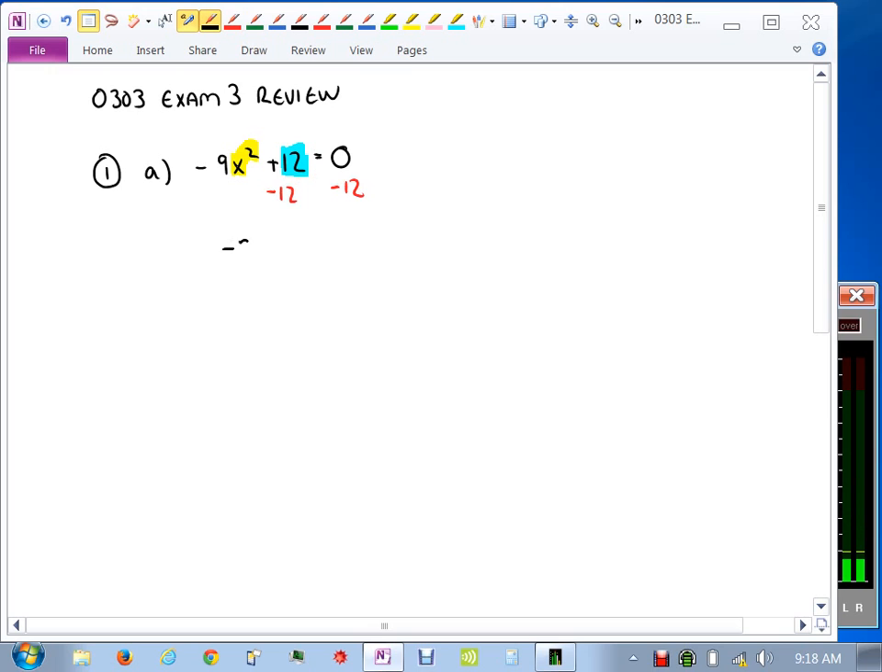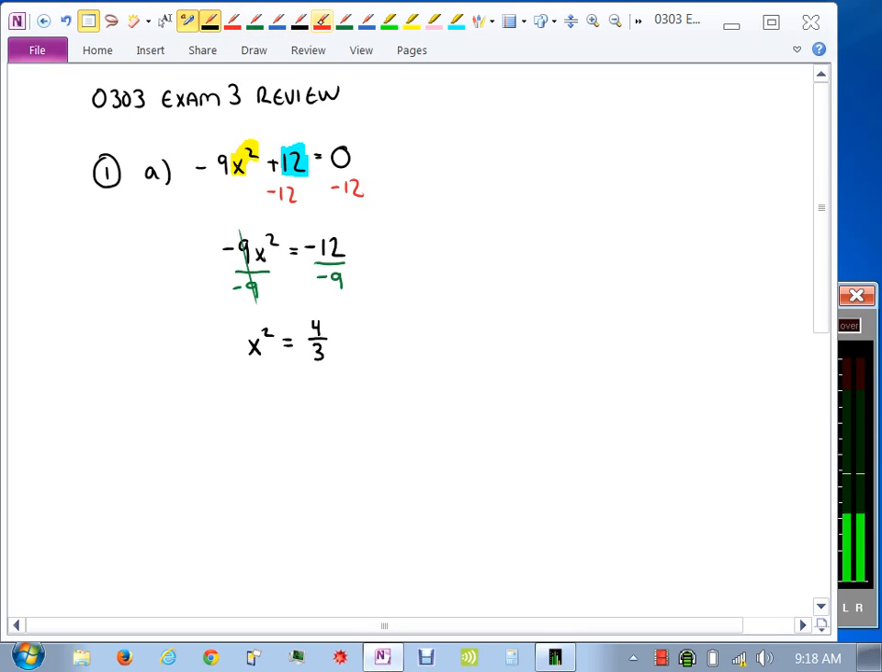When we do that, we get negative 9x squared equals negative 12. Now I will divide both sides by negative 9. So negative 9, negative 9. That leaves me with x squared equals, over here, negative over negative is positive, and then 3 goes into both of these, so I can reduce the fraction to 4/3.